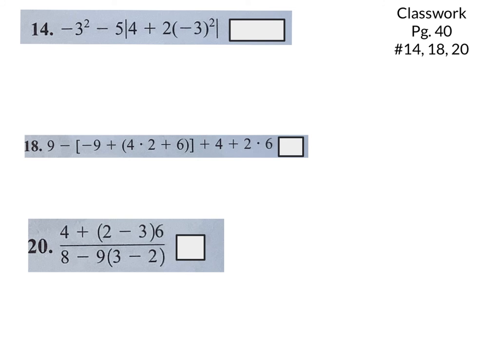I'm going to put the answers up here so you can check your work as you do it. Questions on these. All right, so the first one, we have the absolute value brackets here. And then we are going to do what's inside with order of operations. So we're going to have to do this exponent first, then the multiplication, then the addition within the absolute value. And then once we've done that, we can do order of operations for the rest of it.